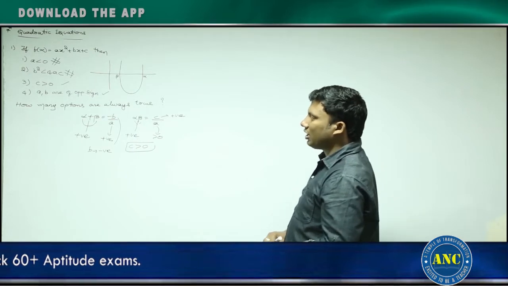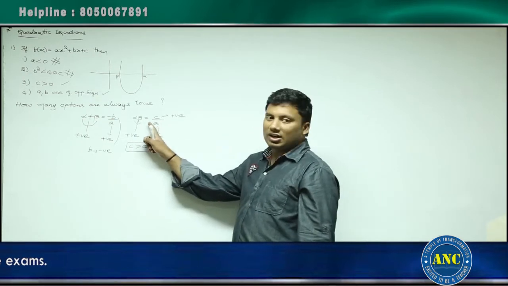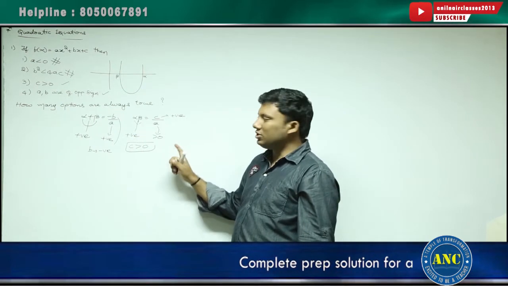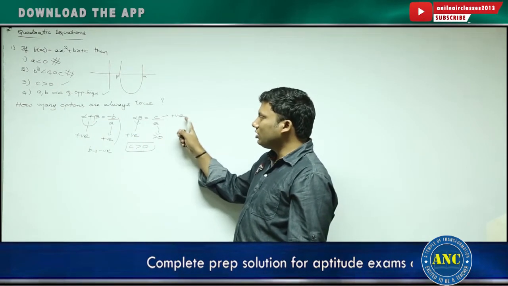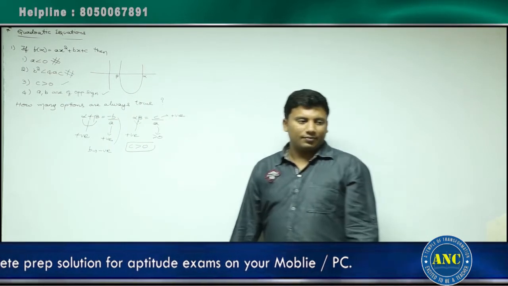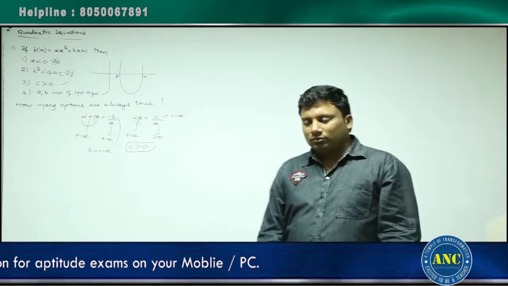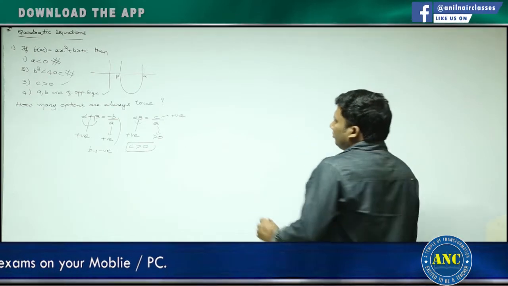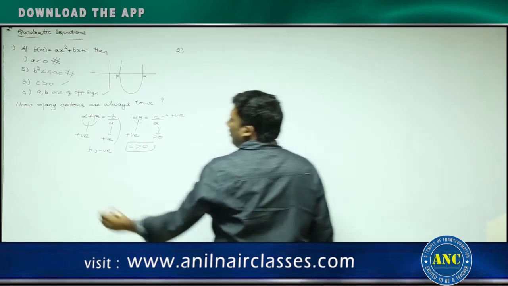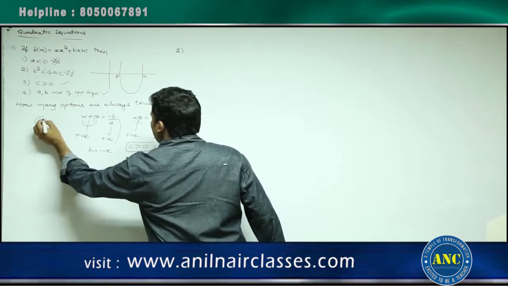Sum of the roots, product of the roots. Both are to the right side of the axis. Alpha, beta positive, positive, I will get positive. A will be greater than 0. C will also be greater than 0. C is greater than 0. So how many options are always true? Two options are always true.